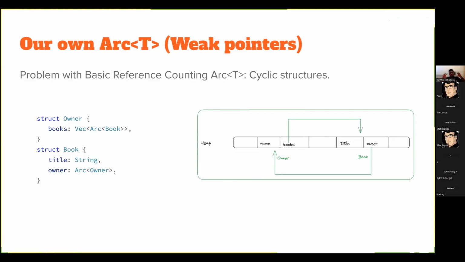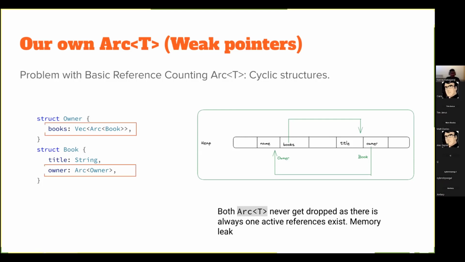A good example here is a tree structure where you have a parent and a child. Each parent has pointers to a child, whereas the child also has a pointer back to the parent. So when you try to drop the parent, it cannot be dropped, because the child has a parent reference and the parent has a child reference. It's a cycle. So how do we solve this problem?